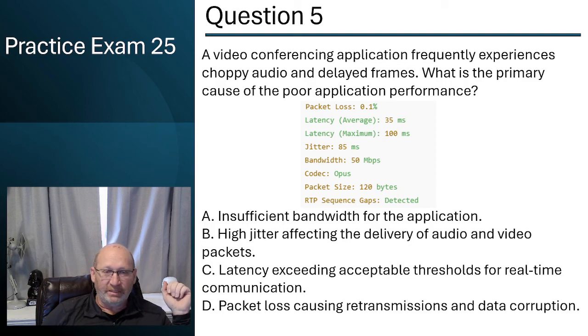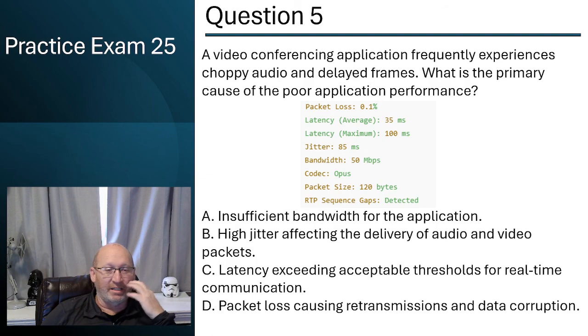Moving on. High jitter affecting the delivery of the audio and video. We look at jitter, 85 milliseconds. Could that be a cause? I think it could. Is there a better answer, though? C, latency exceeding acceptable thresholds for real-time communication. We look at that latency, we're seeing average is 35 milliseconds, but the maximum is 100 milliseconds. Is it possible that our application can't effectively move forward with 100 millisecond latency? Because it is the maximum, which means it is occurring. And so C is a very real opportunity.